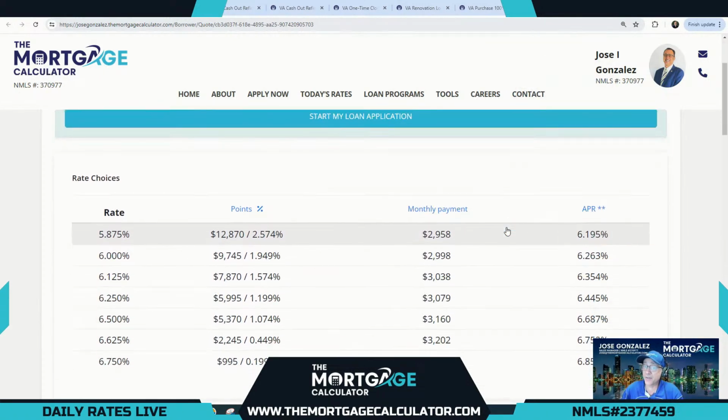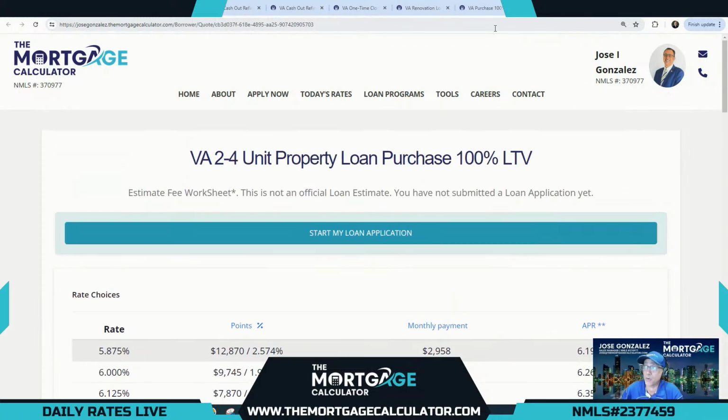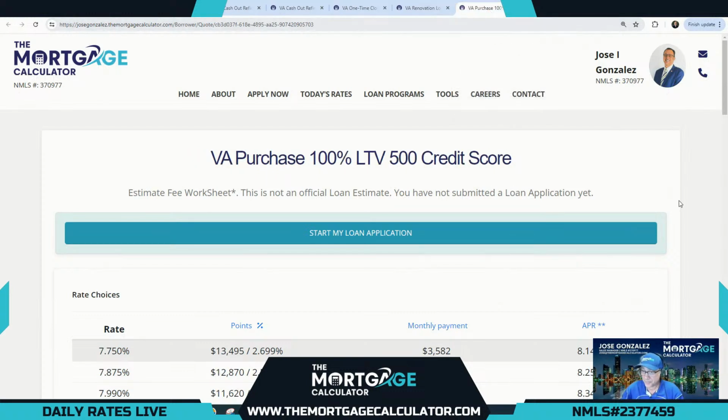And this is the rate for the 2 to 4-unit. Pretty much the same rate. 6.75 is the lowest cost option, and you can buy that down to 5.875 and actually price this one out as a 4-unit. So no loan level price adjustments.